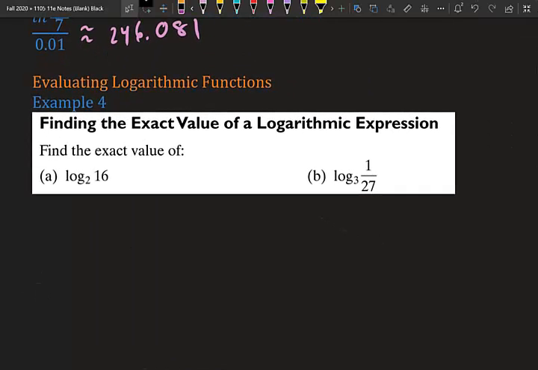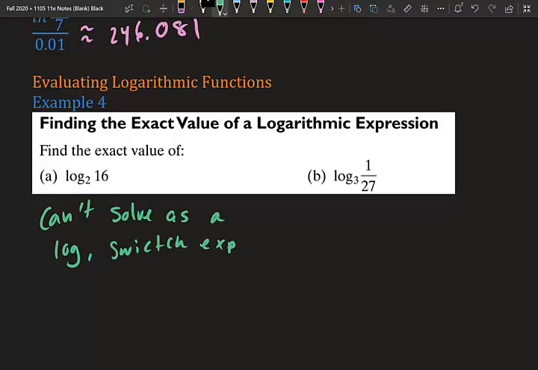Alright, let's evaluate logarithmic expressions. So we're going to find the exact value of the logarithmic expression. Now, I don't know about you, but we don't know how to solve logarithms yet. We haven't learned that. We do know that they have to do with exponents. So when you can't solve it as a log, switch to exponent.